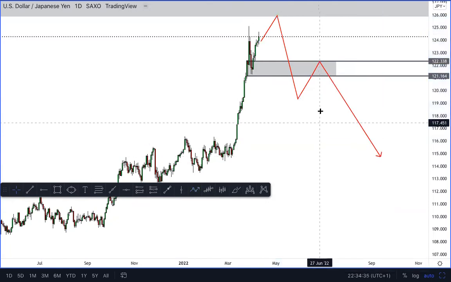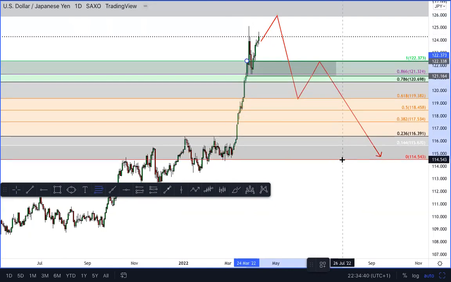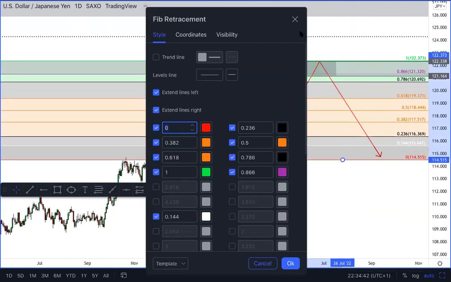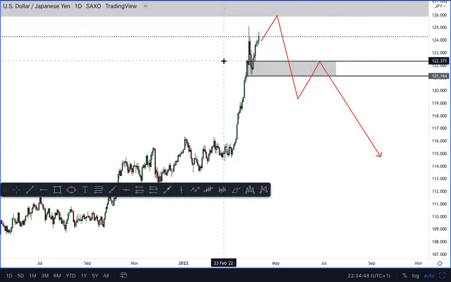And again, what will you do when it gets to one of these zones? Just draw your Fibonacci. Let's just say we call it from the top. And there you go. Then you've got all of your possible take profit levels from here. So you want to do something like that when price action comes in, but you just got to wait for it. It's still not ready yet.